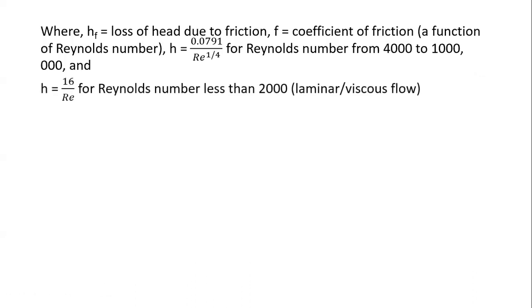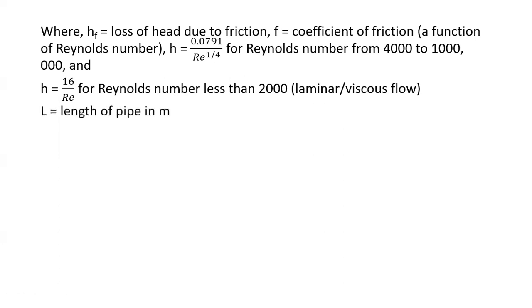Now we still need to know what each of them represents. hf, of course, is the loss of head due to friction. f is the coefficient of friction. Of course, this one is a function of Reynolds number, where f is 0.0791 over Reynolds number raised to power 1/4, for Reynolds number from 4,000 upward, this is turbulent flow, or f is 16 over Reynolds number for Reynolds number less than 2,000, which is for laminar flow.